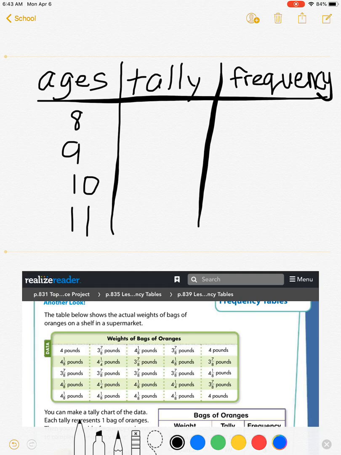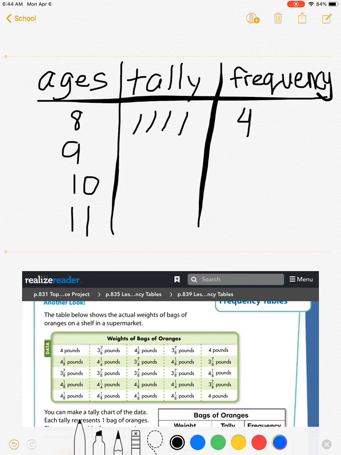So I'll have to survey people. I'll have to say, okay, how old are you? And I'll count that up, so that's collecting our data. And now I'm going to put tally marks. So let's say out of all the people I survey, 4 people were ages 8. So I put 4 tally marks. Here for my frequency, we write the number 4.